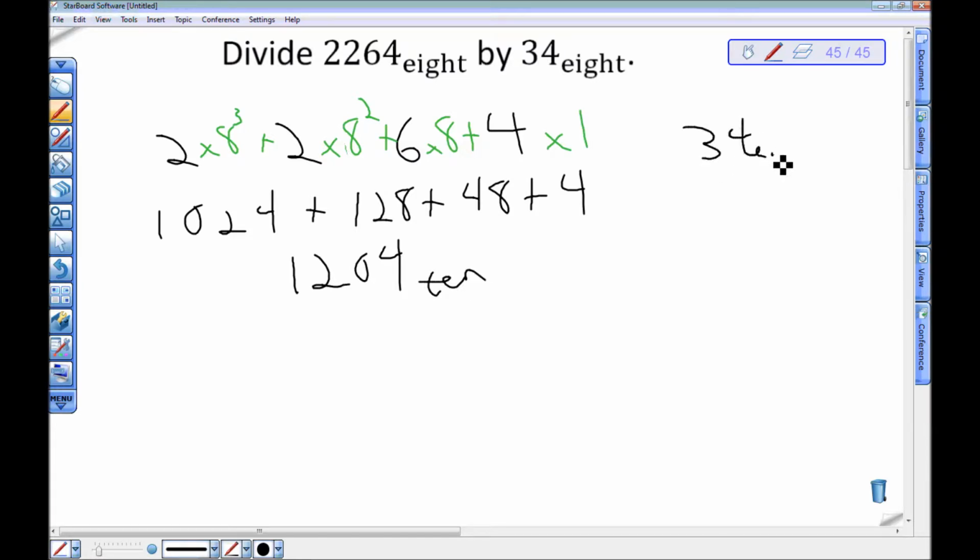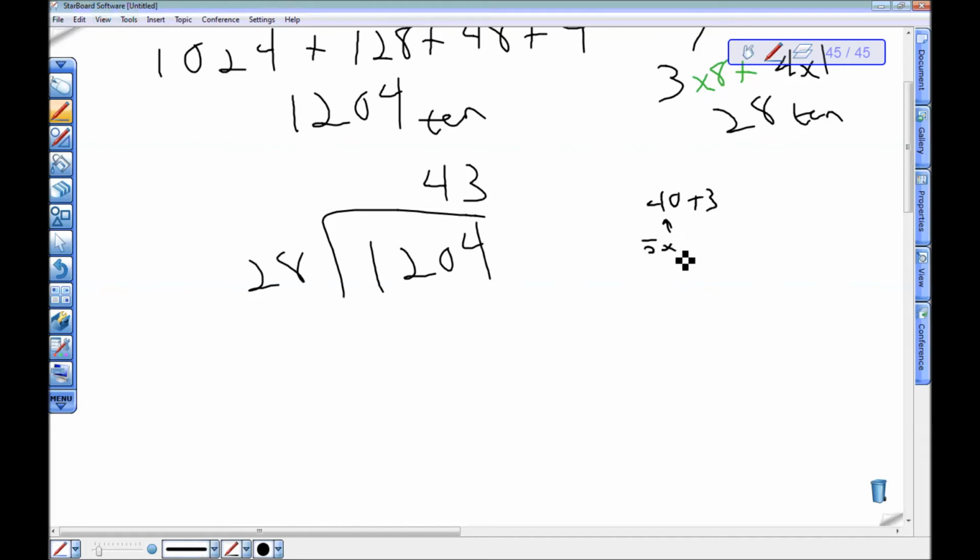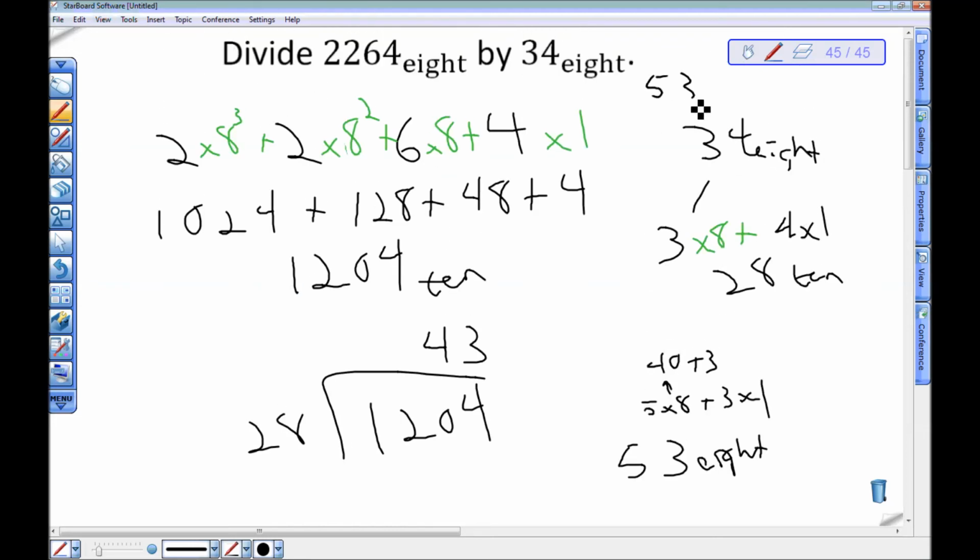Then if I take 3, 4 base 8 and convert it to base 10, this is 3 8s plus 4 1s. That gives me 28 base 10. So I'm going to take 1,204 divided by 28. That gives me 43. Now I want to change 43 to a number in base 8. 43 is actually really nice because it's 40 plus 3. I know that's 5 8s plus 3 more. So this is 5 3 base 8, and that's my quotient. 5 3 base 8.